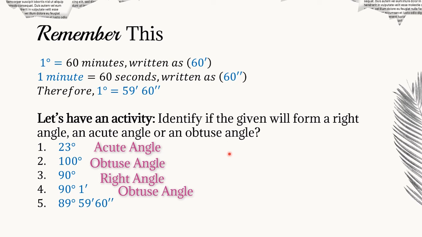How about number 5, last. 89 degrees, 59 minutes, and 60 seconds. We have now a right angle. Kasi, ang equivalent na ng 59 minutes, 60 seconds is equal to 1 degree. Then, add kay 89, we have right angle.